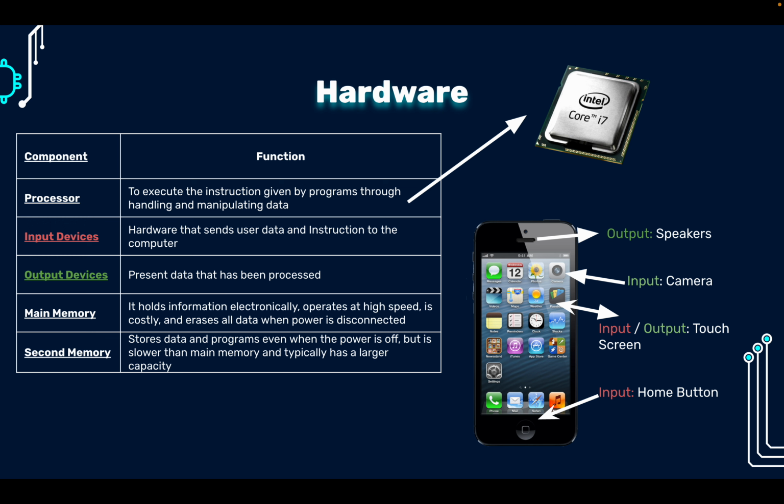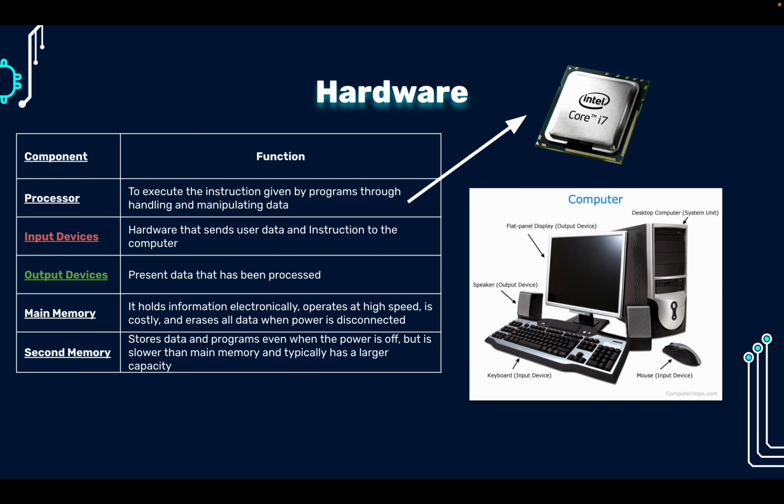Now let's see another example. Let's consider a desktop computer, which has corresponding input and output devices. For example, the screen and the speakers are output devices, while the input devices include the keyboard and mouse. Those are simple examples of input and output devices.